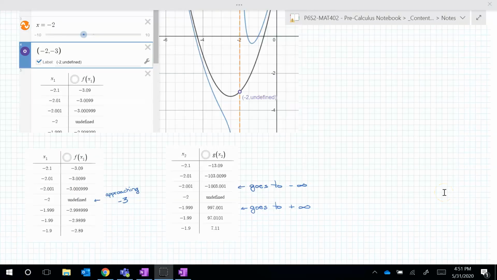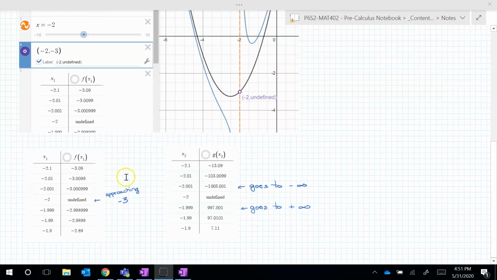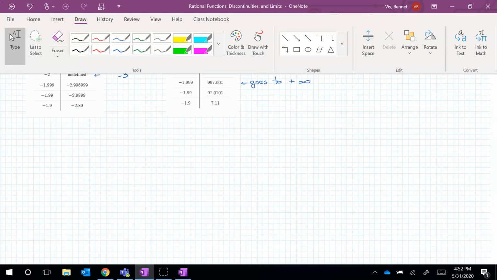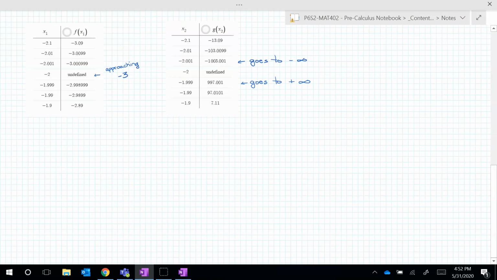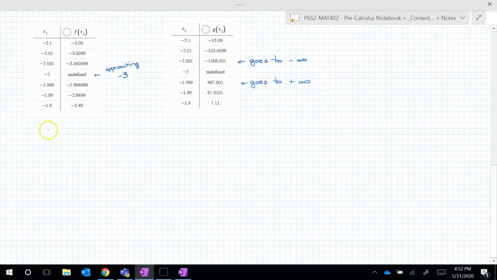So I've gone ahead and taken those two tables and put them back in our notes here along with the graph. And just to show once again, I have my f of x values approaching negative 3 as x gets closer to negative 2, and g of x that's blowing up off to positive and negative infinity. And so we're going to get into some specific language about this that you will see over and over again in calculus if you take this. So this is pretty vital, important information, just on some of the lingo around this.